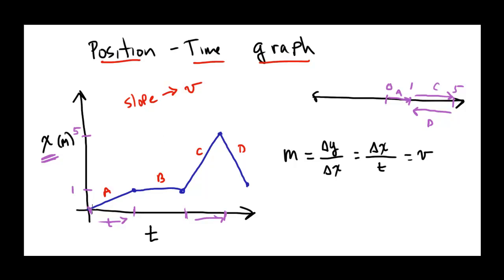So here I have a small positive slope, so I have a small positive velocity. Zero slope, zero velocity. Large positive slope, large positive velocity. Large negative slope, large negative velocity. So we could even go ahead and say this is positive velocity, this is zero velocity, this is a big positive velocity, and this is a big negative velocity.